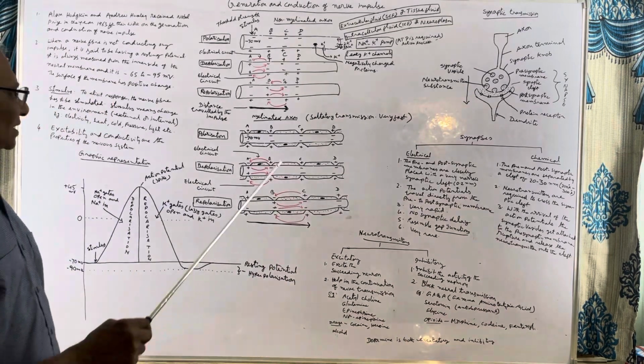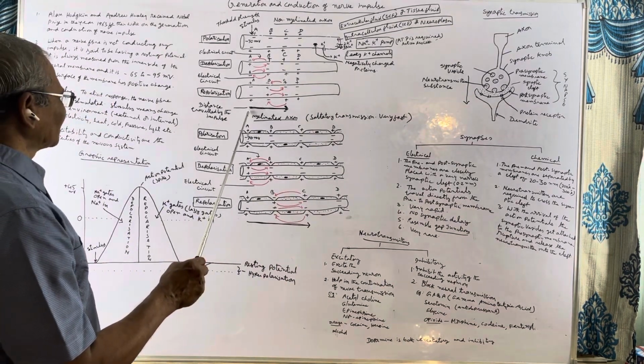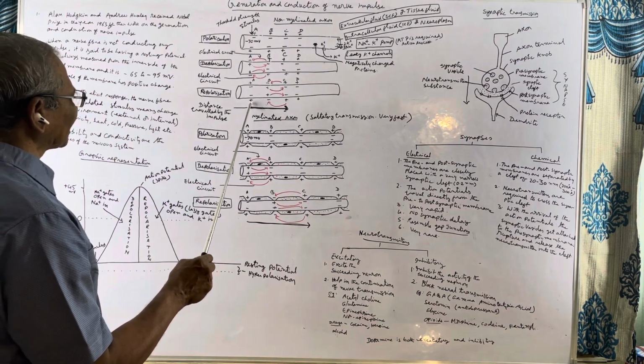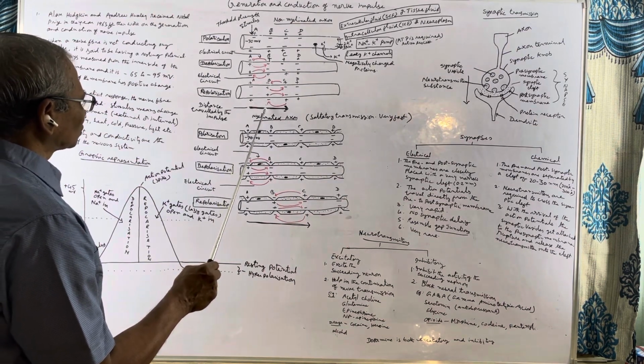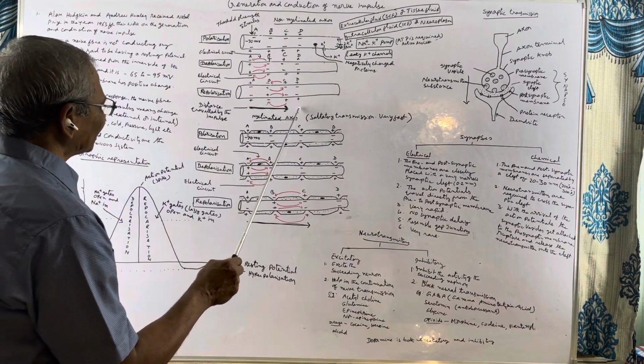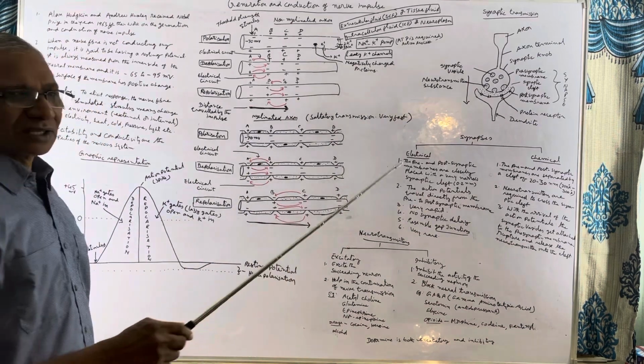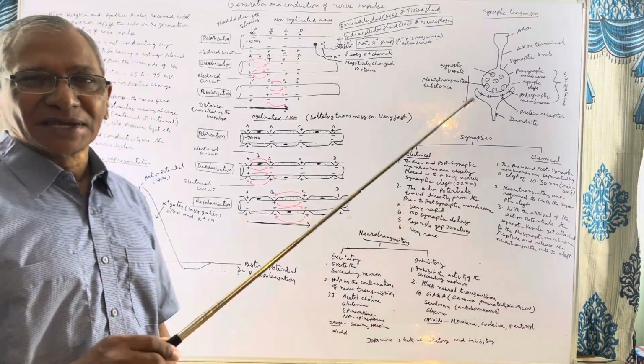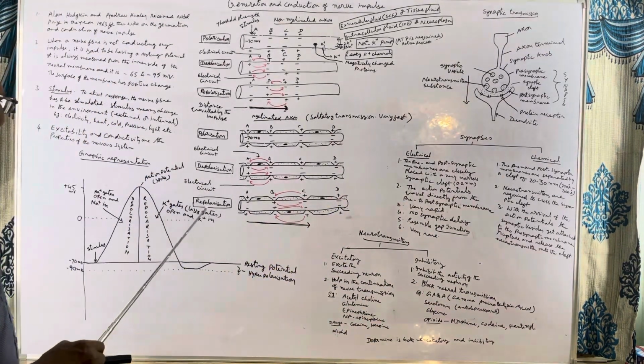As a result, the action potential or impulse generated at point A first moves to point B, then C, D, like that. It travels the entire length of the axon. This can be represented in a graphic fashion like this.